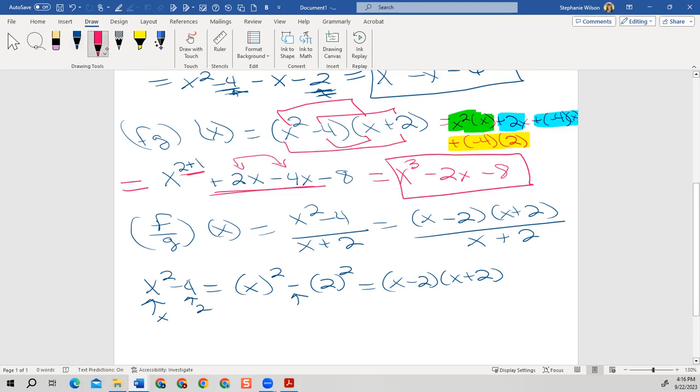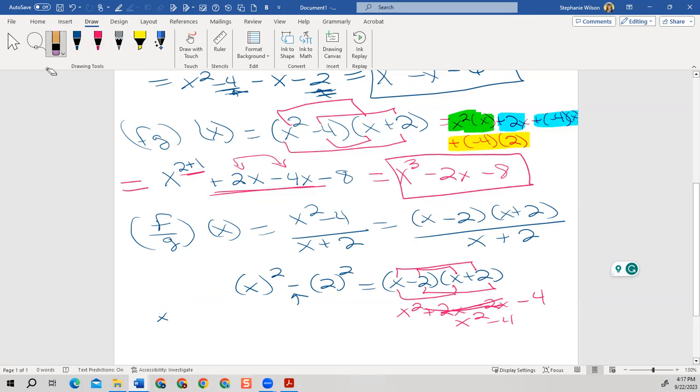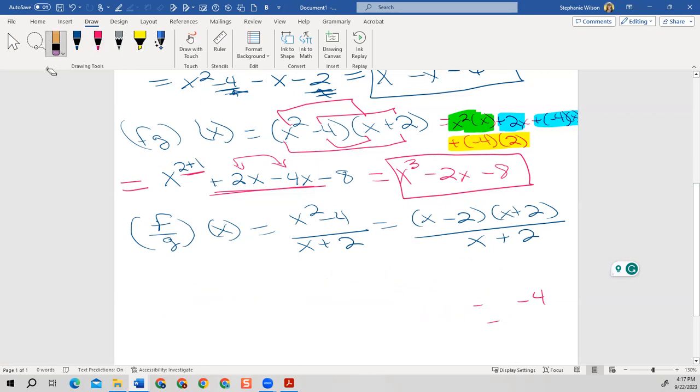If you want to check your work, you can say, oh, x times x, which is x squared, x times positive 2, x times a negative 2, and negative 2 times positive 2. These two go to 0 and leave me with x squared minus 4. So there's multiple ways to look at this. I hope one of the methods helps you. If not, please reach out to me. I'll be happy to go over this with you, okay?